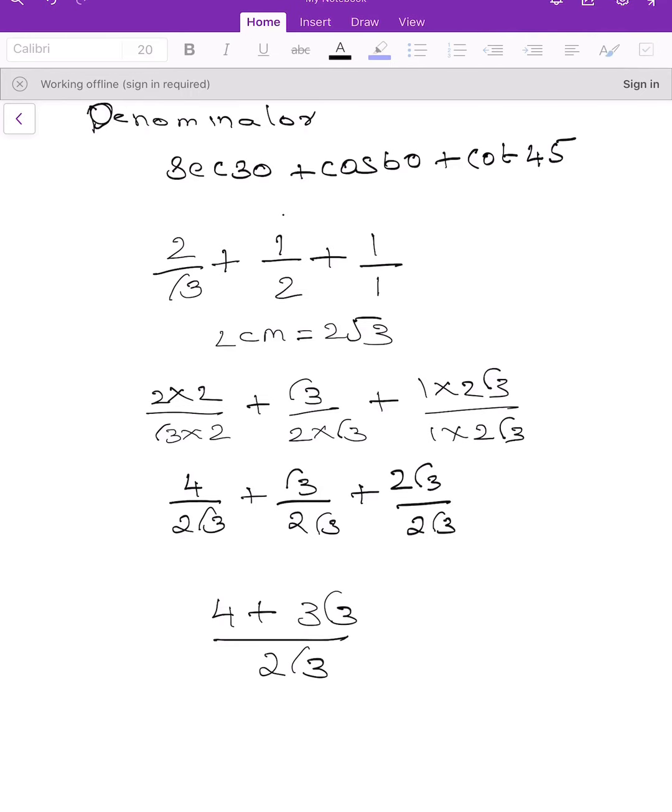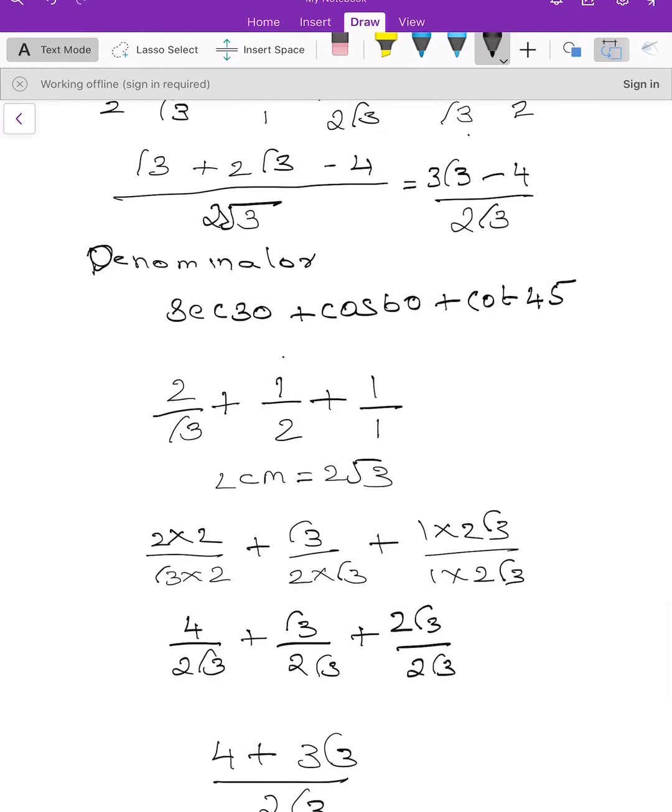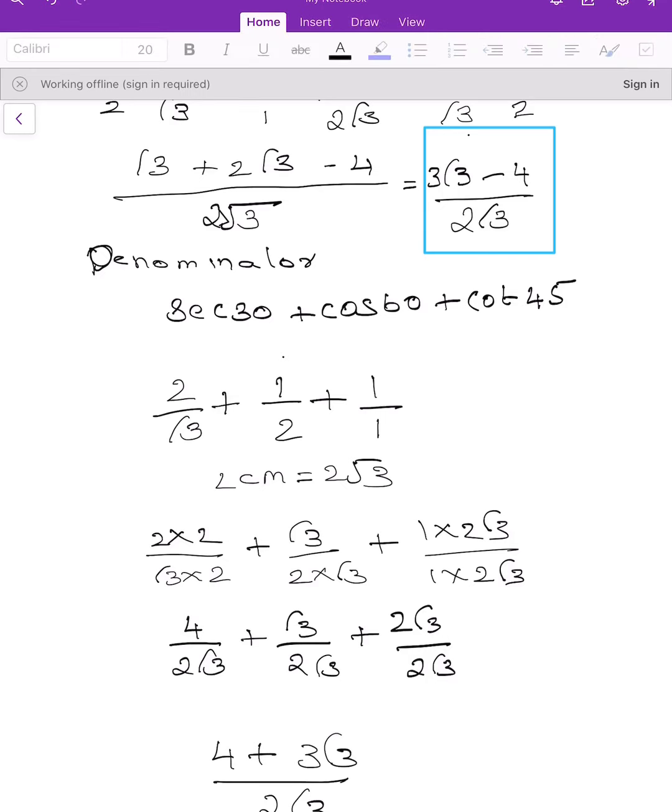What was my numerator? We know this was my numerator: 3 root 3 minus 4 by 2 root 3. So 3 root 3 minus 4.